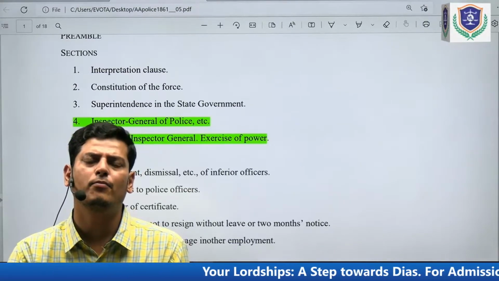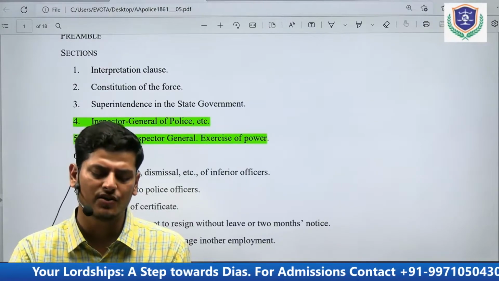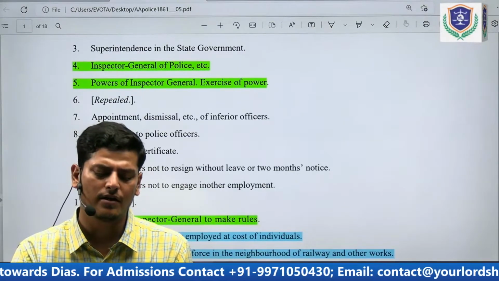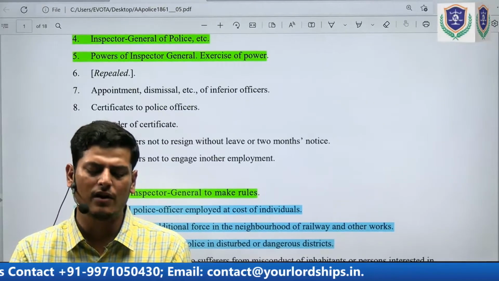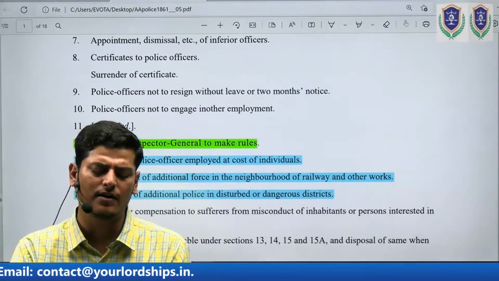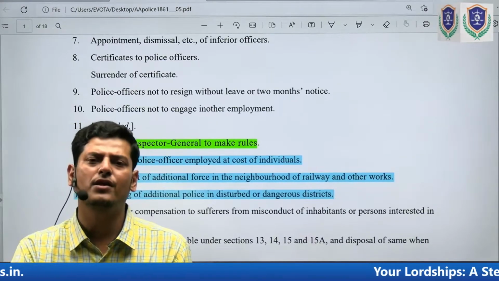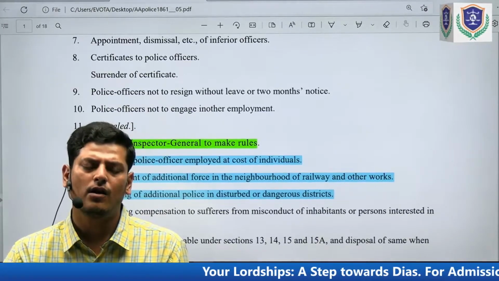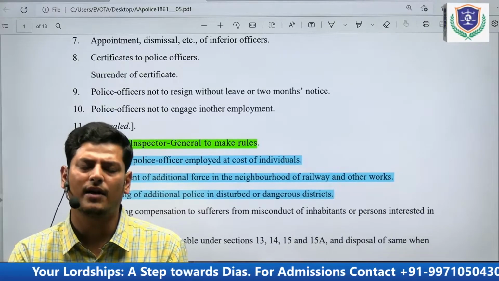superintendence of that police force in the police district lies in the state government. Administration lies in the Director General. Powers of the Director General, that is there. Then power of the Director General to make rules, section 4, 5, section 12. Then in the cases of deployment of additional police force, which is dealt under section 13, 14, 15, 15A, here also we see that the power of the Director General has been mentioned. So all these respective sections have been affected by the Amendment Act of 1984.